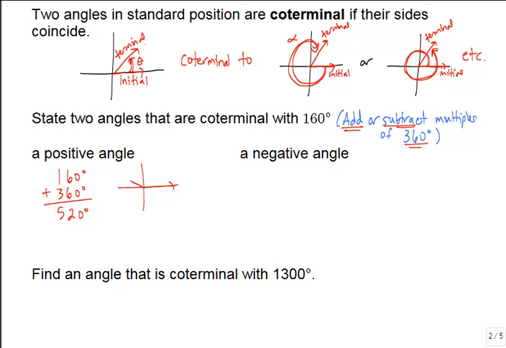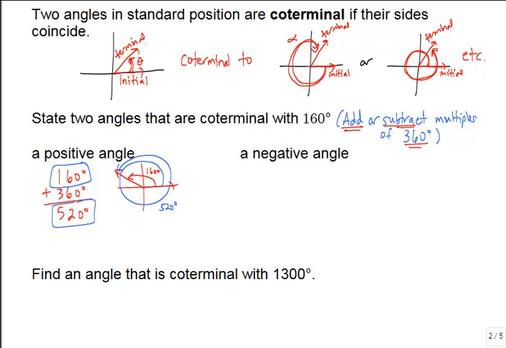Here's that 160 degrees. It's slightly less than 180. So 520 would go all the way around once. There's that 360, and then we go an additional 160. So this blue revolution here is the 520 degrees. So that's what I mean by coterminal. So we would say that 160 and 520 are coterminal.